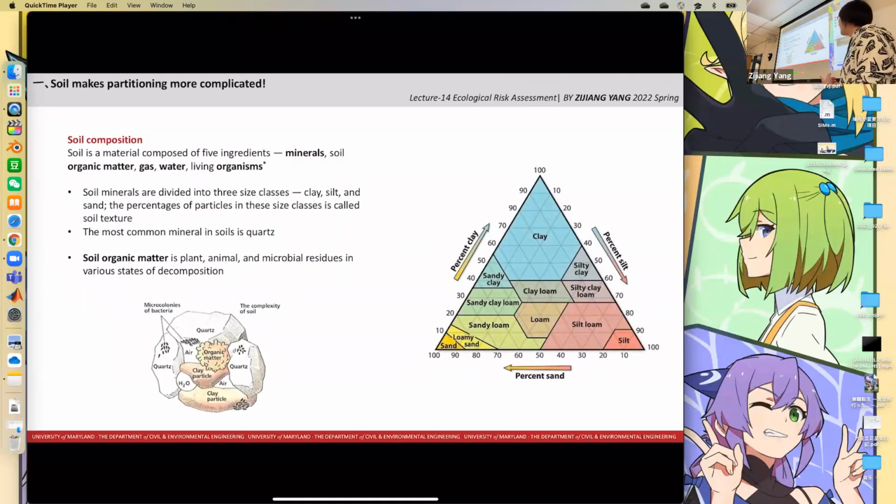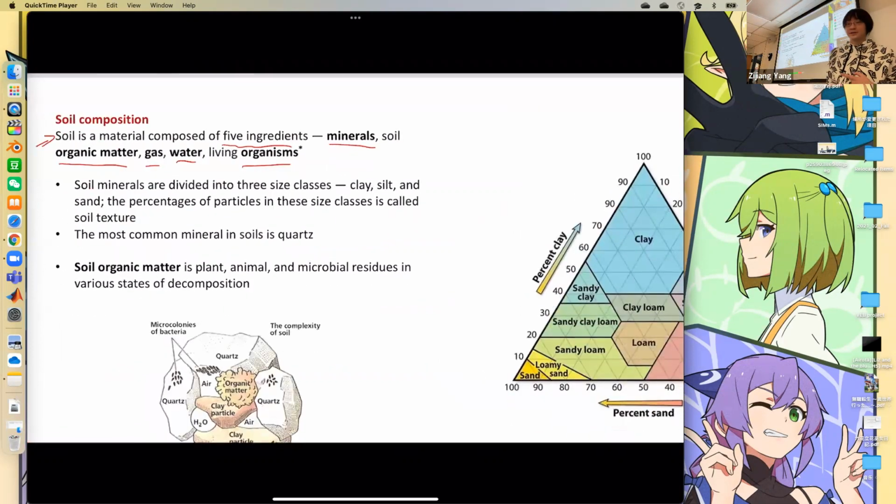So first, I want to talk more about soil. Soil is a material that is composed of 5 ingredients, including minerals, soil organic matter, gas, water, and living organisms. But here I put a star for the organisms because, based on different literature, some literature says organisms are part of the soil, but some literature doesn't include that. So I put a star here.